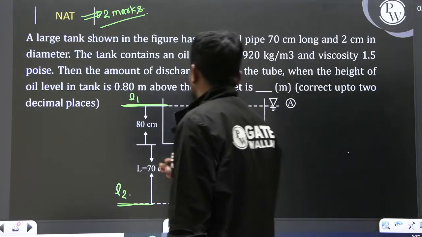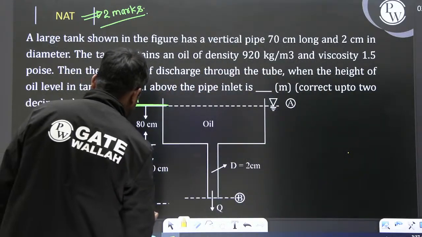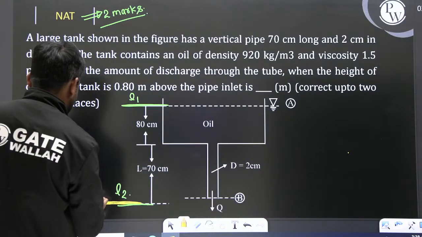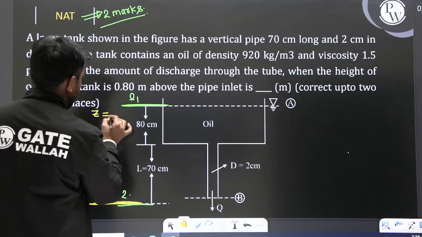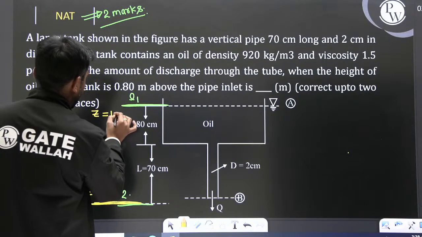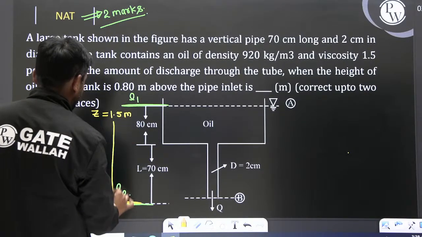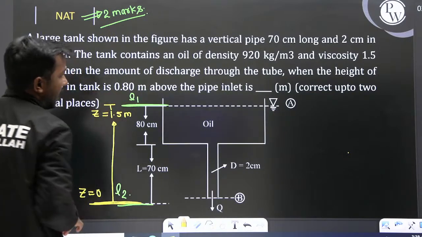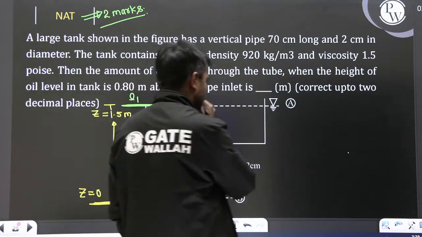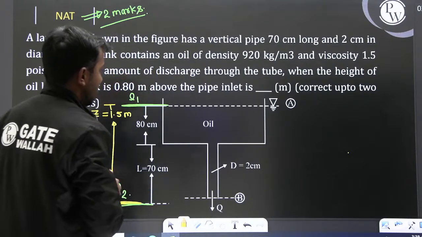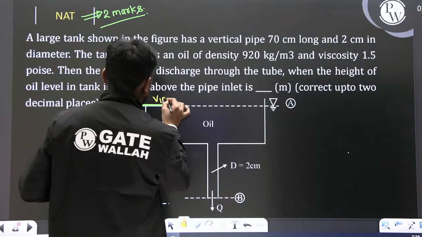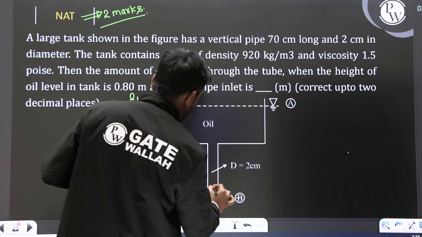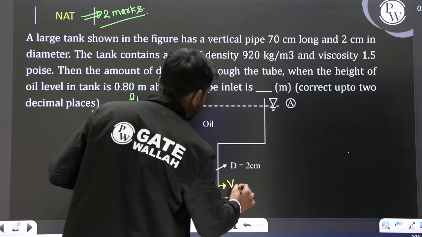Let me take this as a datum line. So z is 0 here, and at the tank level z should be 1.5 meter. We are only going to consider the losses in the pipe. At this point the velocity is, let me consider, 0. At the pipe exit we should consider velocity as V2.